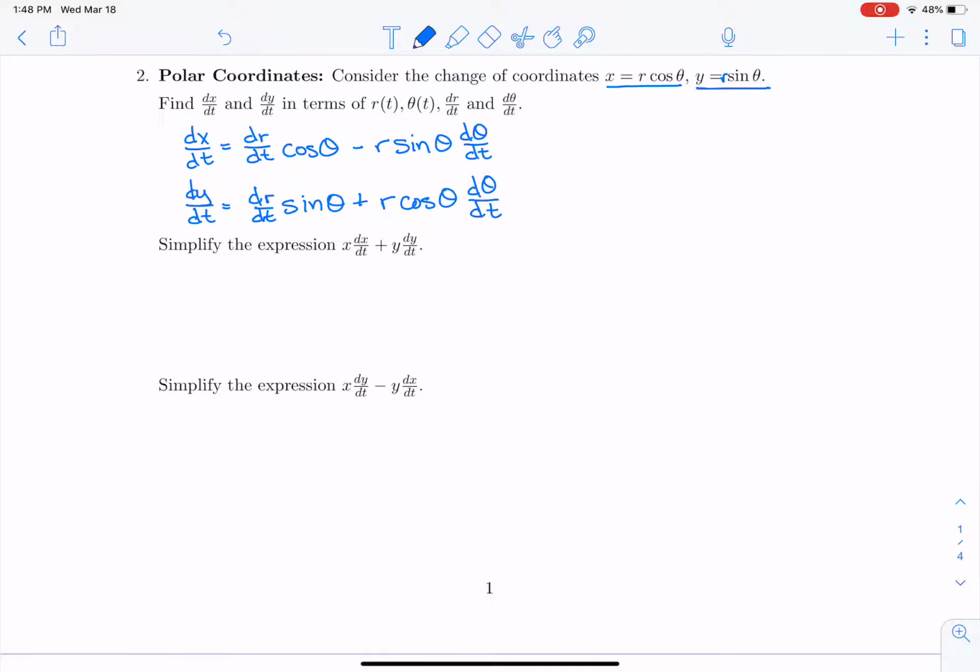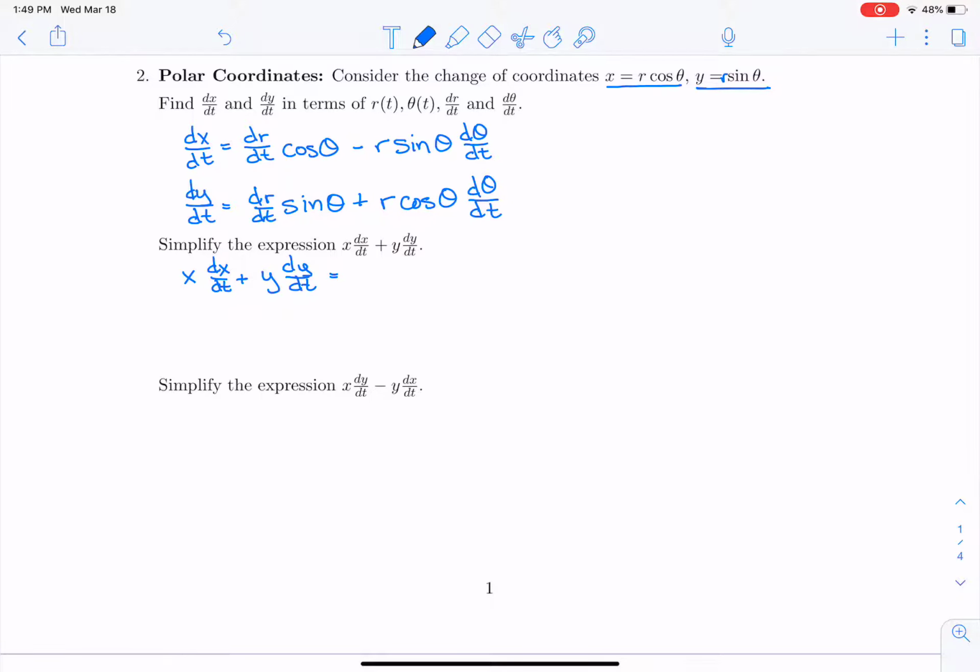Now, I don't see anything in particular from finding dx/dt and dy/dt, but I'm going to take some what look like strange combinations of x and dx/dt and y and dy/dt to figure out if I can simplify these derivatives at all. So I'm going to do x times dx/dt plus y times dy/dt and see what happens.